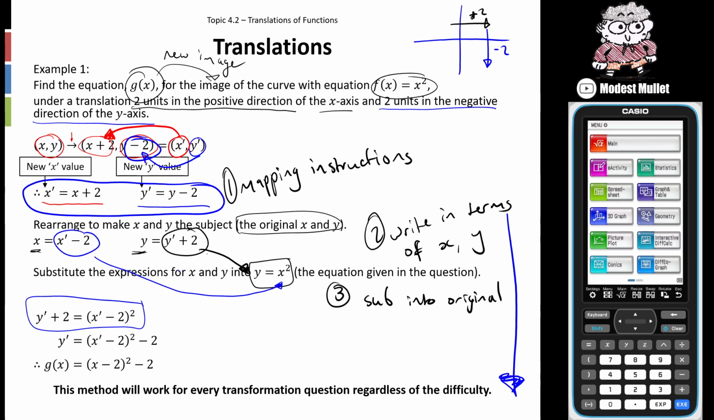The y dash plus 2 has gone in the front, and the x dash minus 2 has gone in underneath the square. And from there, we can rearrange this to just get y dash by itself. So that's our step 4, rearrange to get y dash by itself. Now what we have here is some equation that's in terms of x dash and y dash, which we said by definition is our new x value and our new y value.